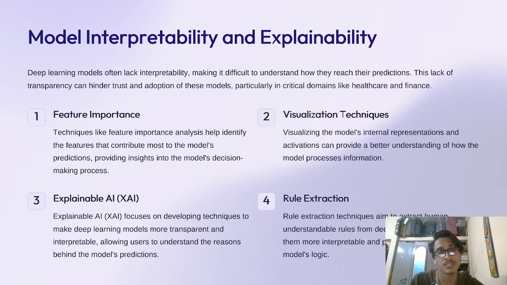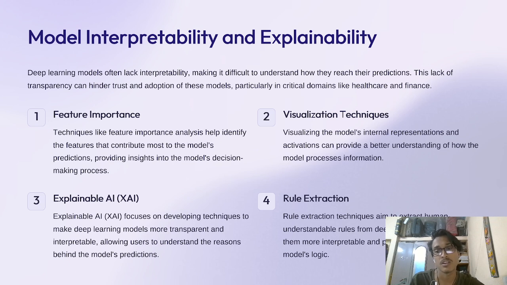Feature importance techniques, like feature importance analysis, help identify the features that contribute most to the model's predictions, providing insights into the model's decision-making process. Visualization techniques: visualizing the model's internal representations and activations can provide a better understanding of how the model processes information. Explainable AI focuses on developing techniques to make deep learning models more transparent and interpretable, allowing users to understand the reasons behind the model's predictions.